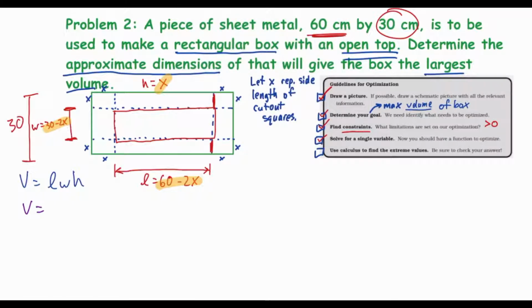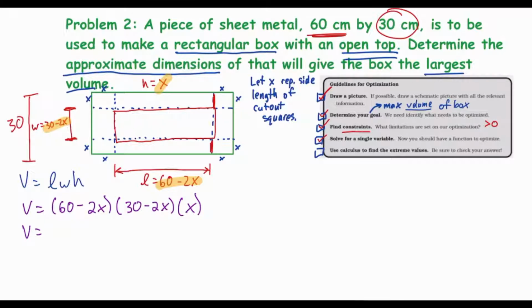So volume equals length, and our length is 60 minus 2x, times width. My width is 30 minus 2x, and my height is just x. Let's expand and put this into polynomial form. So we're just going to multiply through everything.